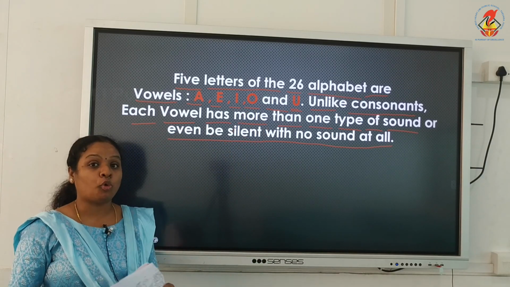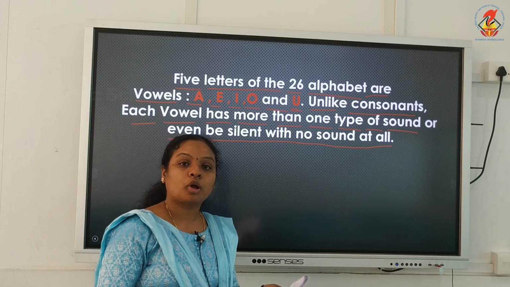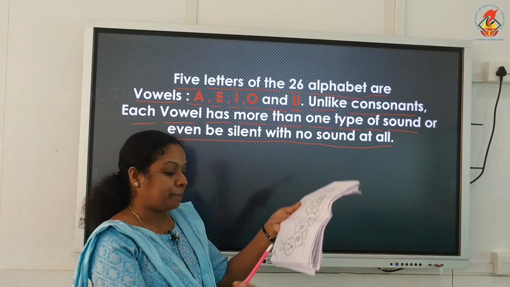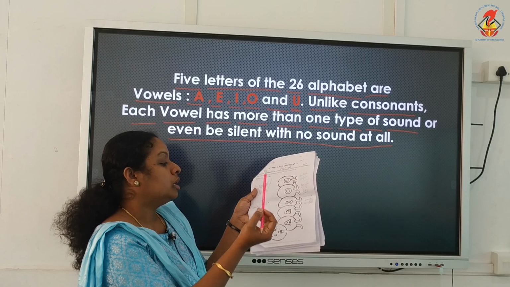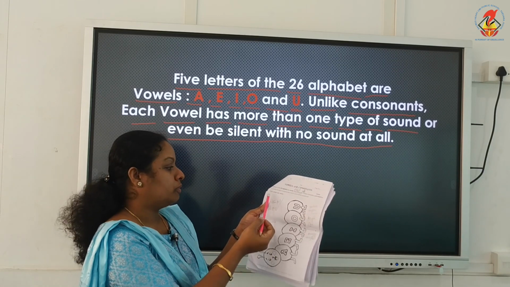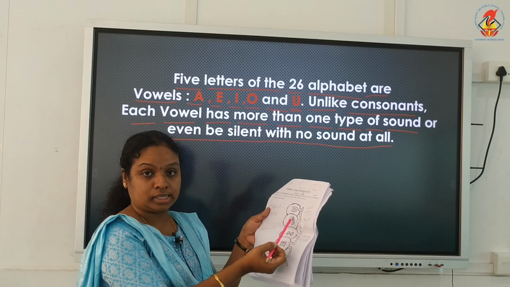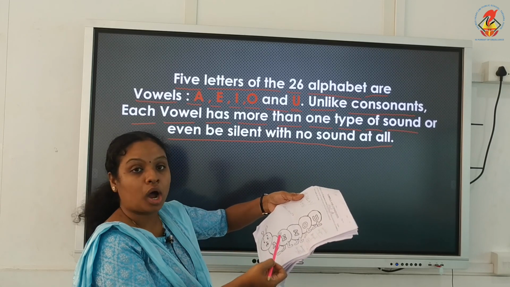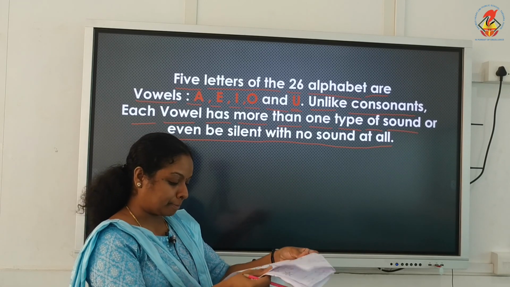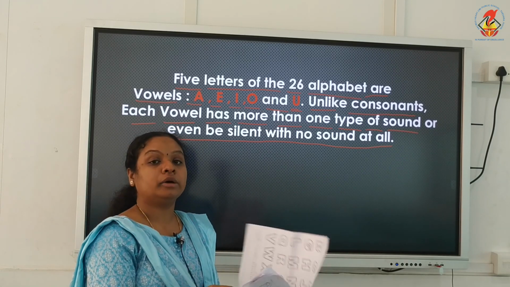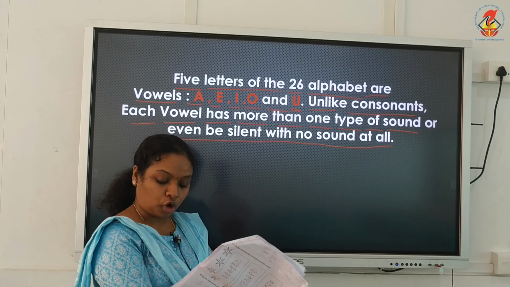Next we can move on to the consonants. Okay. And then page number 45. A picture is given. So, let's color our vowels. Okay, you have to color only the vowels given. Okay, you just take page number 46.